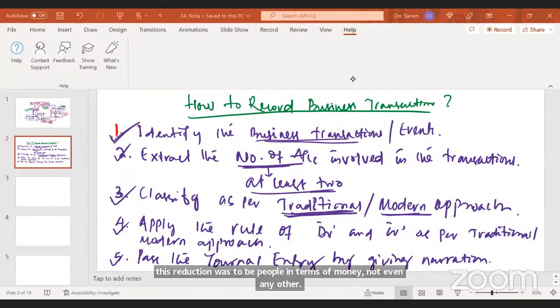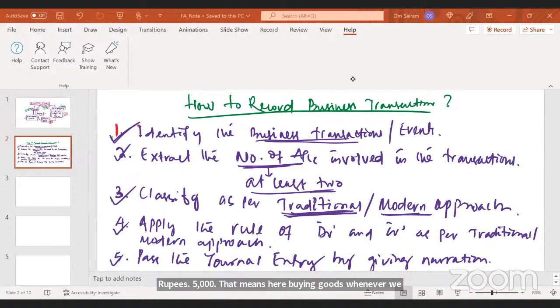Let's say we are buying goods, rupees 5,000. Whenever we are buying goods, we are one party and we are buying goods from the other. So what is going on? We are getting goods and we are paying cash. Our money is worth. Yes or no? And this is reflected in terms of money also. So we can say this is a business transaction.